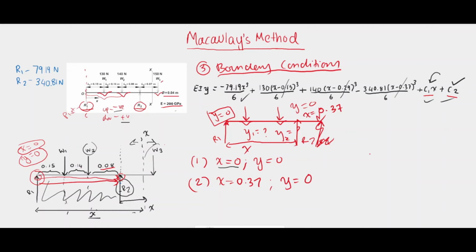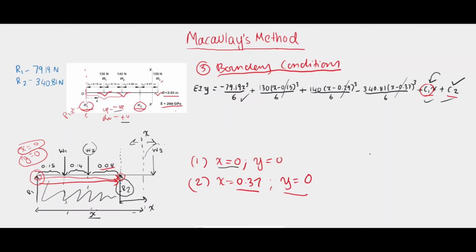So we can do the same thing we did in the previous condition, substitute the x values as 0.37. When y is equal to 0, substitute y as 0, and we can solve for the next unknown, that is c1. So we can write it as EI times 0 as y, 0 minus 79.19 over 6, and x now is equal to 0.37 plus, so now let's look at the singularity function rule. Is x minus 0.15? In this case, we're substituting x as 0.37. So is 0.37 greater than 0.15? Yes, it is. So this will be valid.